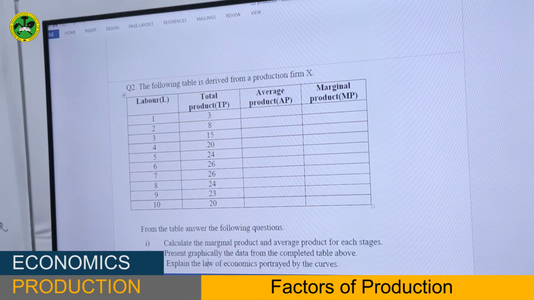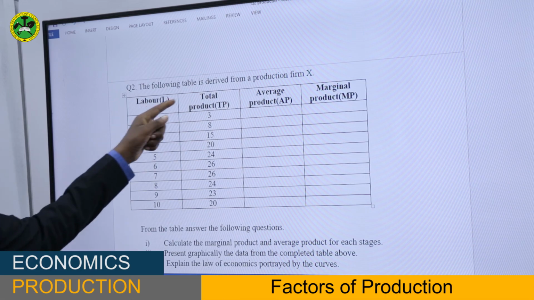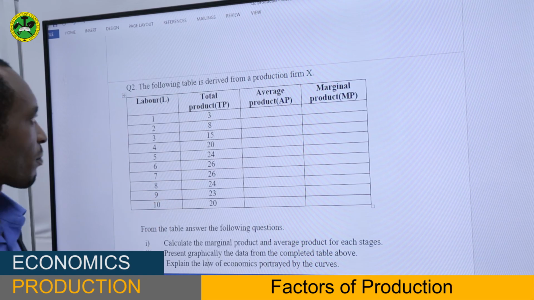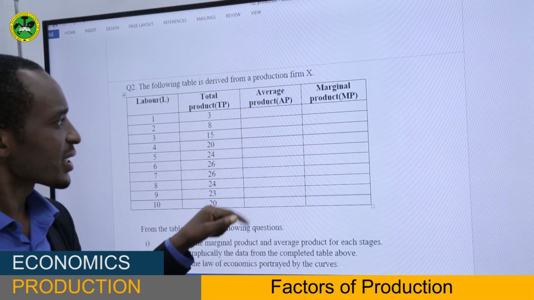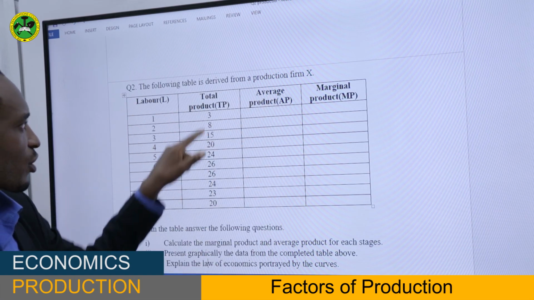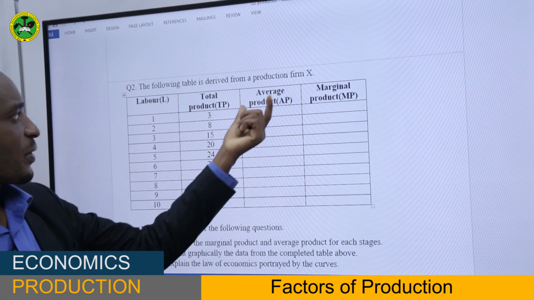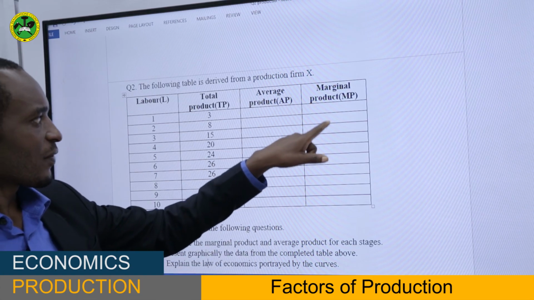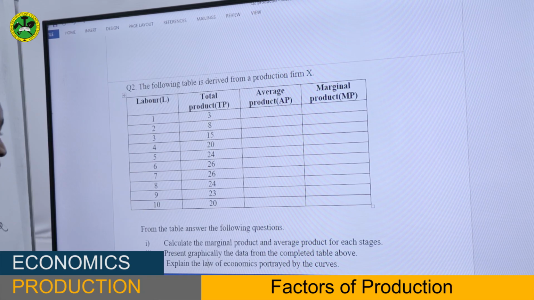As you can see, you are given this information. The following table is derived from a production firm X. Here are the columns: labor, total product, average product, and marginal product. So you are given the information of labor and total product, and you are asked to fill the gap of average product and marginal product. Then after completing this information, you can now solve all these problems.